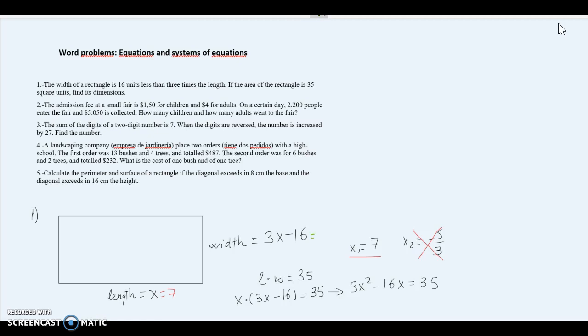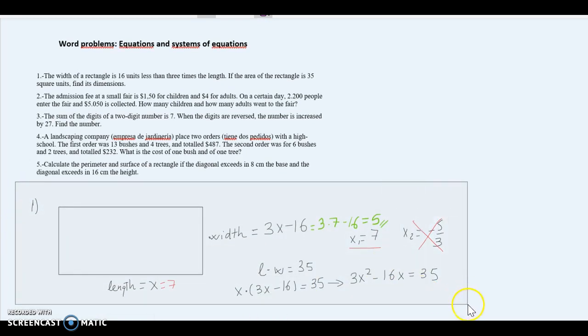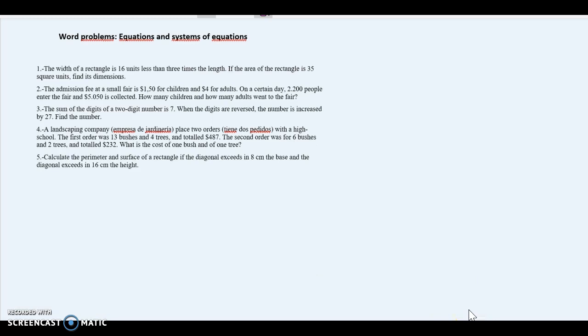The width is 3 times 7, 21, minus 16, this is 5. So the width is 5. So 7 and 5 are the dimensions. Okay, so let's continue with problem 2. So I'm going to clean all this. Perfect.